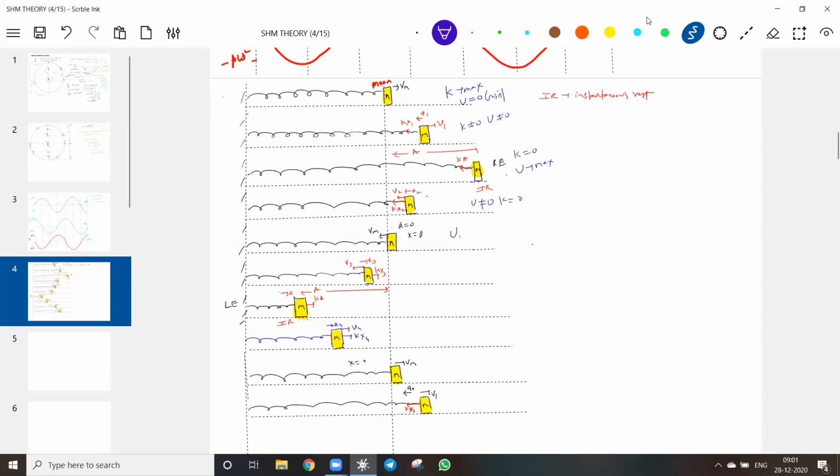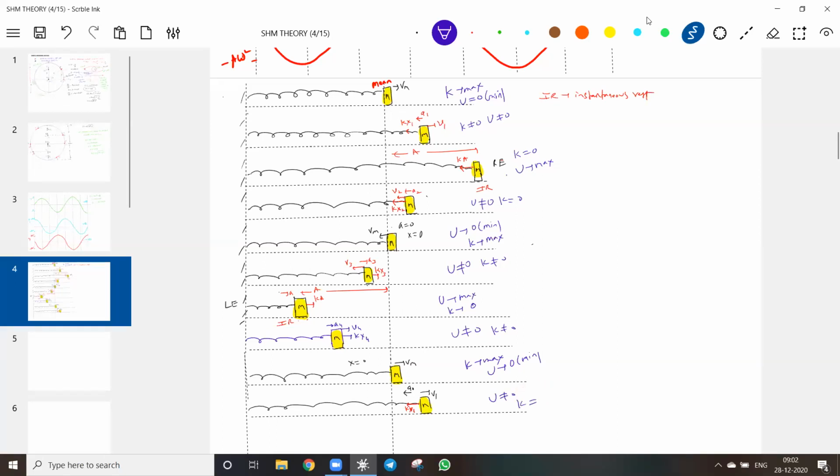Here potential energy is minimum. If you want, you can write zero also, but let's write minimum. Here both are non-zero. What about here? Left extreme, potential energy is maximum. Instantaneous rest, no? So kinetic energy will be zero. Here kinetic energy is maximum and potential energy is minimum, and here both are non-zero. Like that, if you leave this block, what will happen?